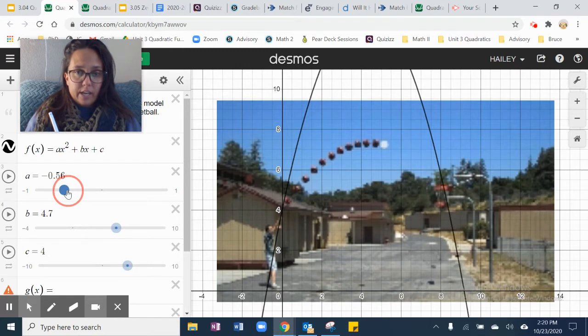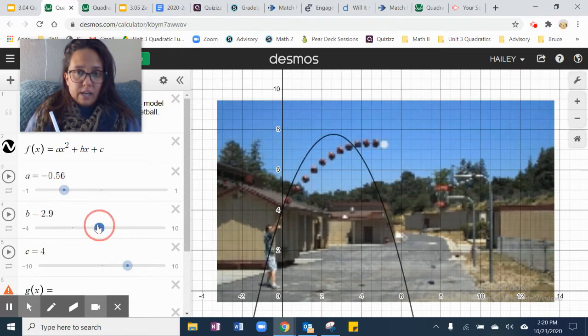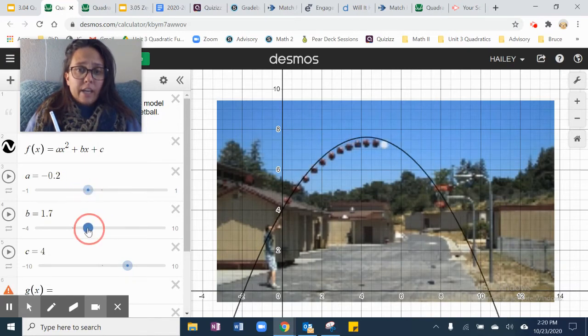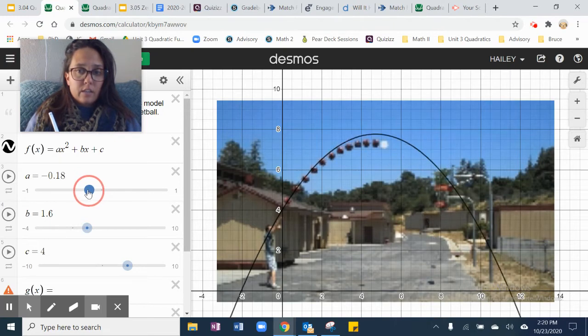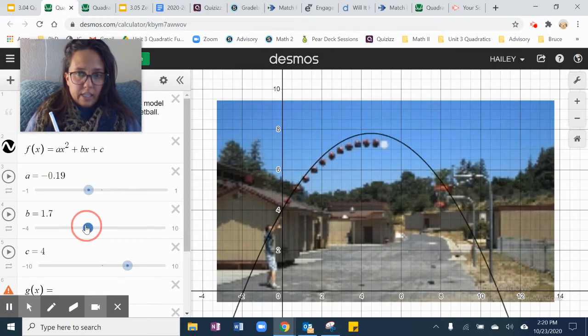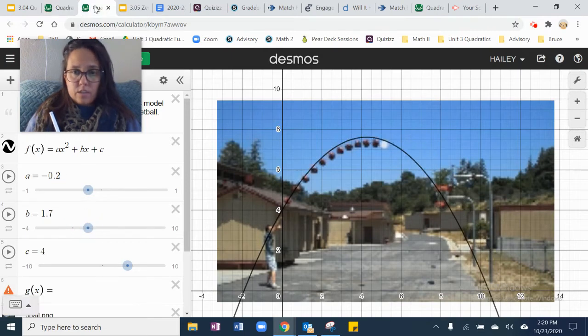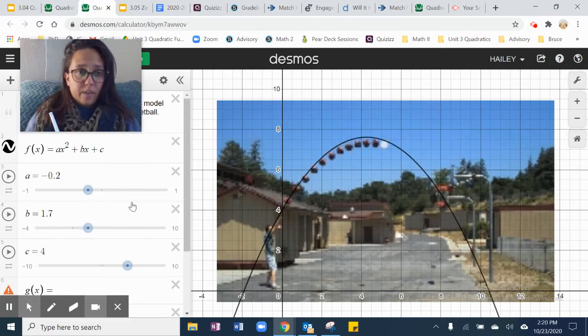It was like, how do I adjust it until the parabola is outlining the ball, right? So it just took a lot of tweaking. And then I finally got to something like this, right? This is also my final product for the other one.